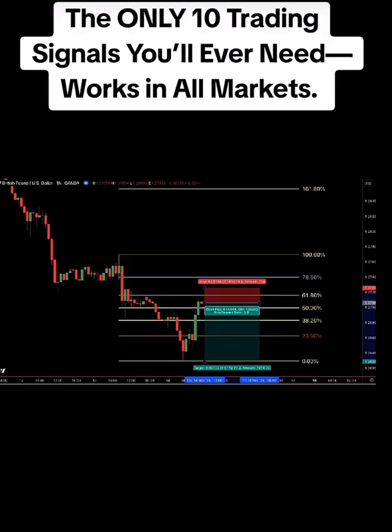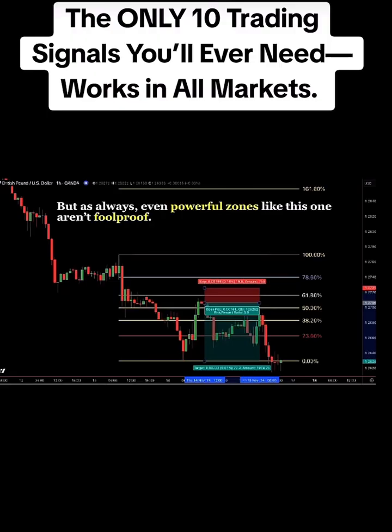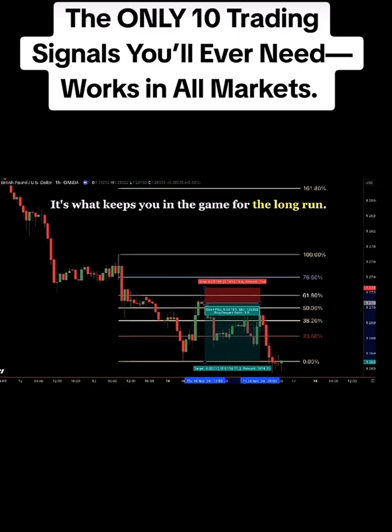Now, watch what happened next. The market failed to break the golden zone and dropped sharply, following the path we anticipated. But, as always, even powerful zones like this one aren't foolproof. Some setups will fail. This is why using smart money management is not optional. It's what keeps you in the game for the long run.